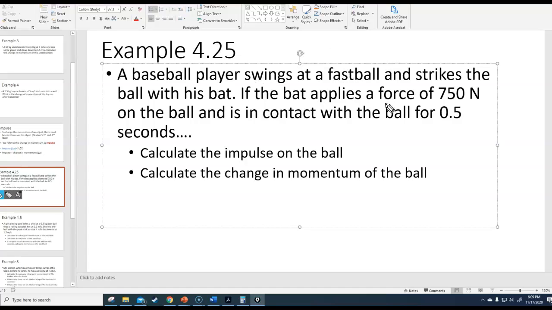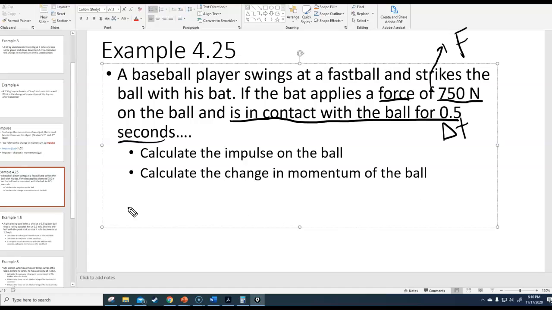Okay, so as I'm identifying my givens, I see here that I have a force. So 750 newtons, that is the force from the ball. Now remember, in the equation, delta t is the time that the force is acting. So when it says that the bat is touching the ball for 0.5 seconds, that's half a second, that is your delta t.